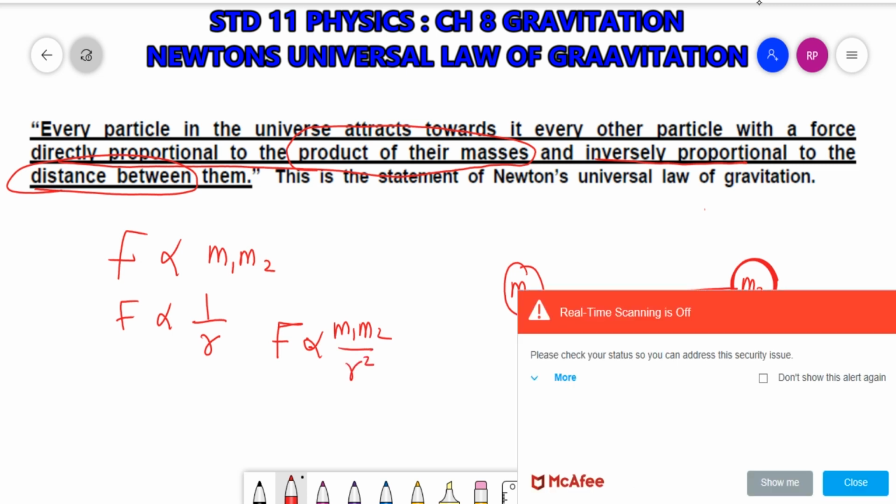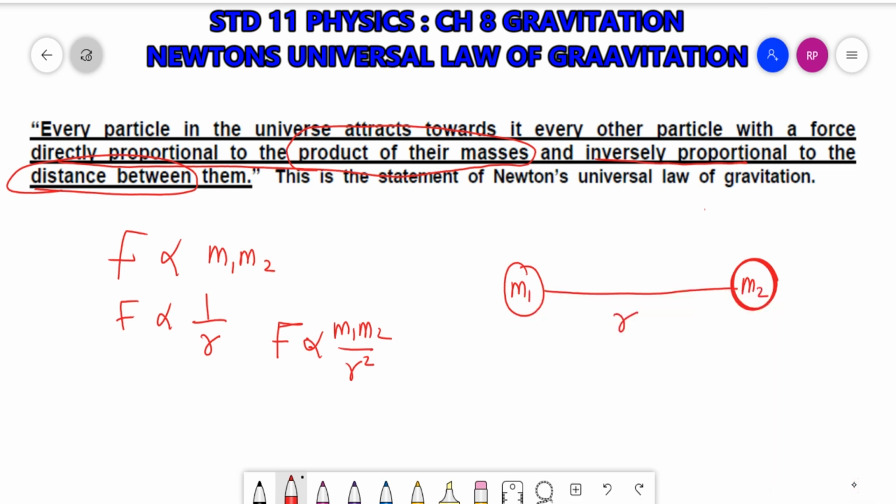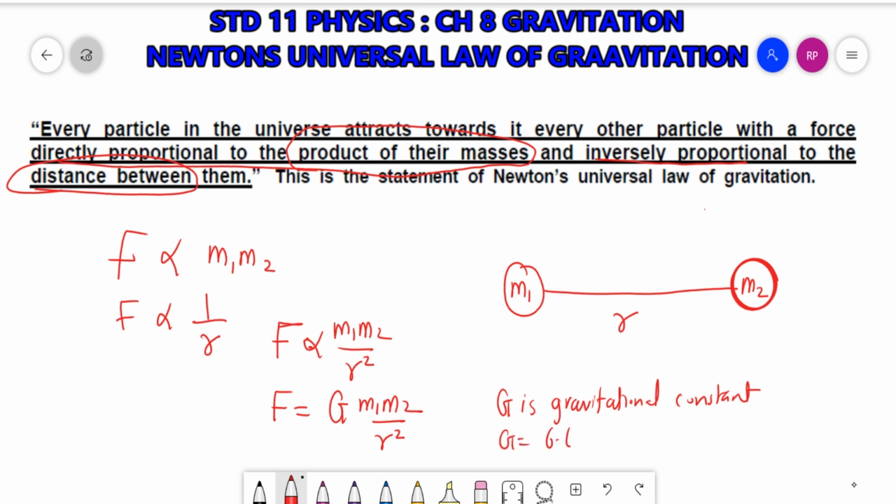Now, when we remove this proportionality sign, we get a constant that is called the gravitational constant. F is equal to G m1 m2 by r square, where G is the gravitational constant. Its value is 6.67 into 10 raised to minus 11. This value was determined experimentally by Cavendish.